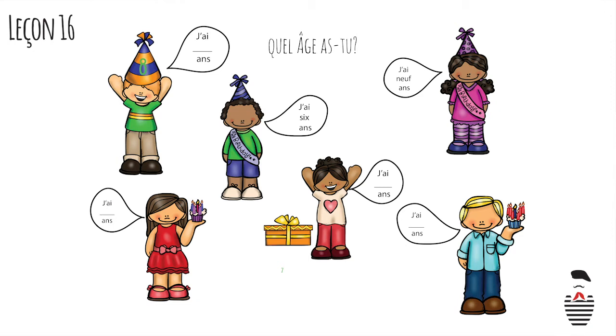Okay, next to Nicolas, let's say he is Paul. Okay? So hello, my name is Paul, I'm 6 years old. Try that. Bonjour, je m'appelle Paul, j'ai 6 ans.